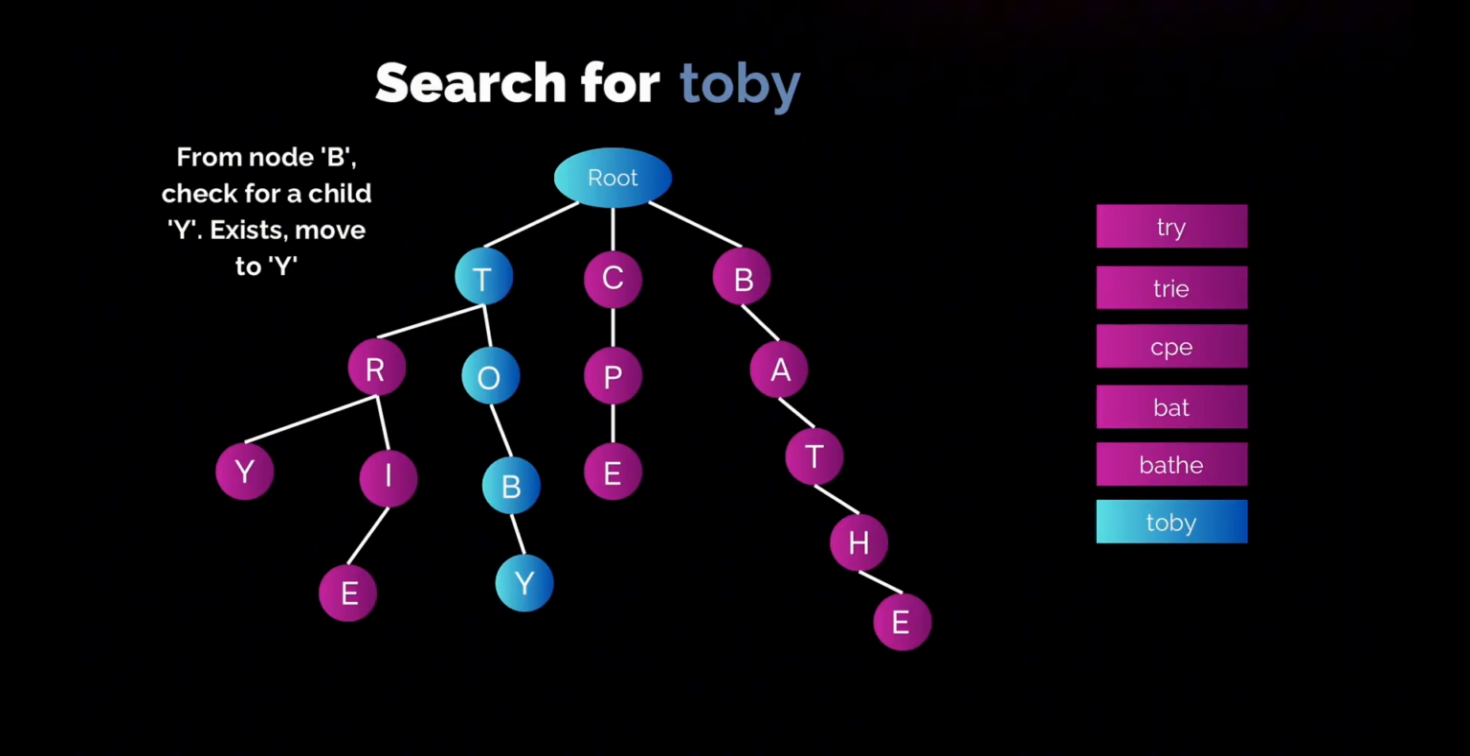In a trie, we only count a word as valid if its final node is marked to indicate that a word stops there. If it's not marked, the path might just be a part of a longer word, and we can't say that the full word exists. In this case, the Y node is marked as the end of a word. So we can conclude that Toby is stored in the trie.